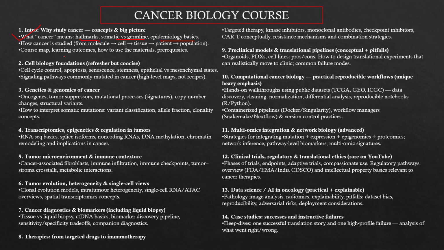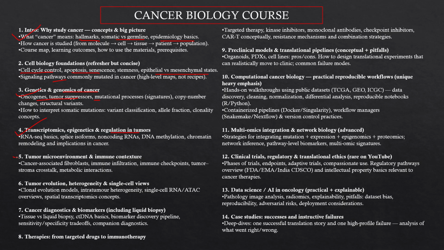Thereby, we have looked at the hallmarks as well as the different molecular approaches of cancer biology and the cell biology of cancer, where we have looked into cell cycle control, apoptosis, senescence, and other signaling pathways and other phenomena which occur in cancer. Next, we have looked into the genetics and genomics of cancer, the oncogenes and tumor suppressors, and mutational processes. We have also covered transcriptional and epigenetic regulation in tumors.